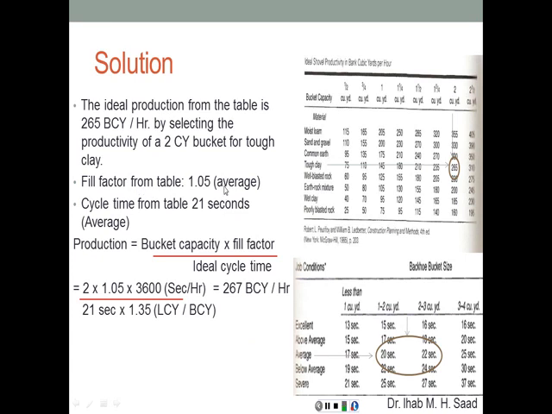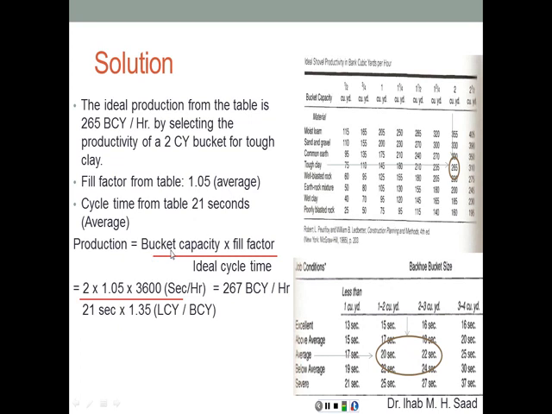That's an average. The cycle time for the average job conditions for 2 cubic yards is going to be somewhere between 1 to 2 and 2 to 3. We're going to take the average of the two. So between 20 seconds and 22 seconds, we selected 21 seconds, which is average.